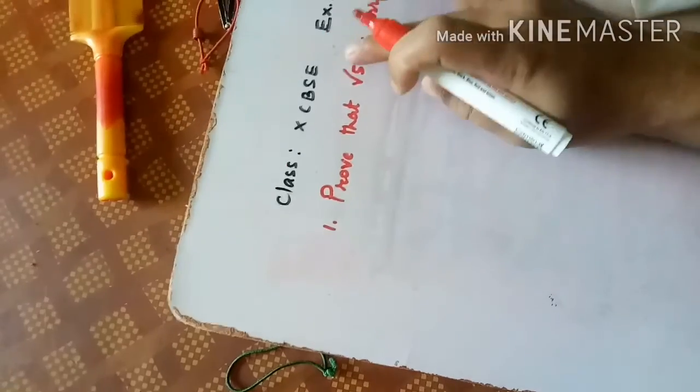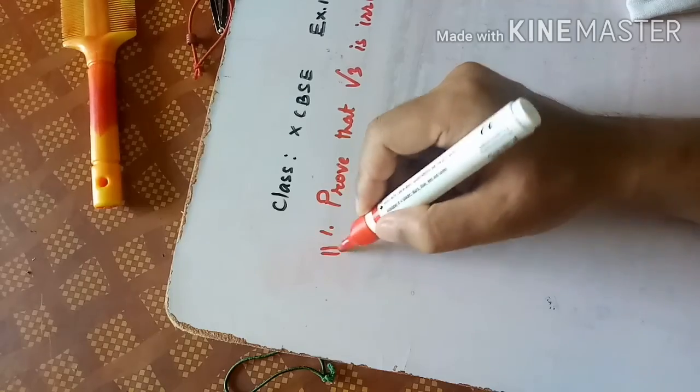So your question is, prove that root 3 is irrational. That one you have to do yourself.